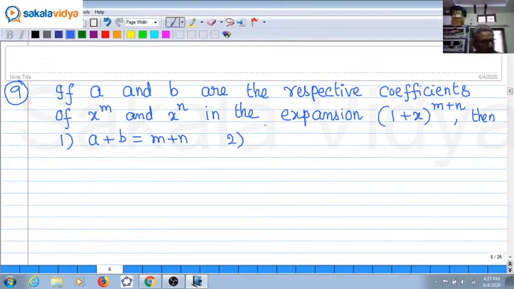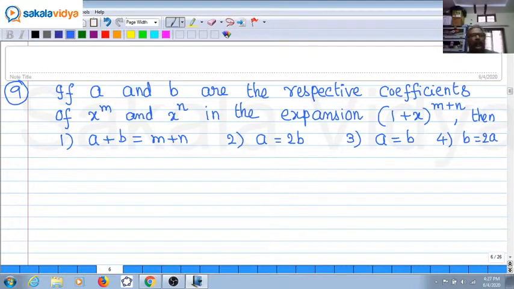second option: a equals 2b, third: a equals b, fourth option: b equals 2a. This is the question.